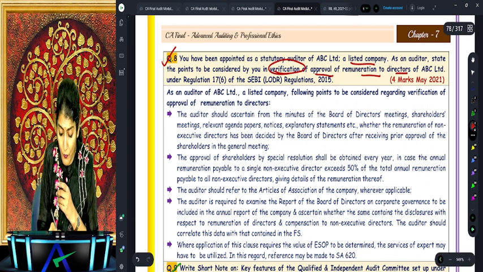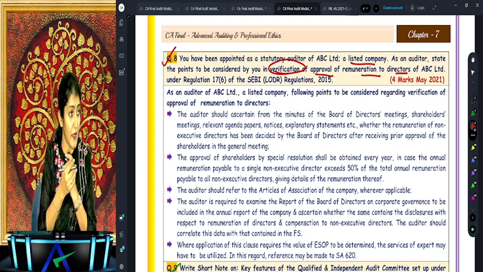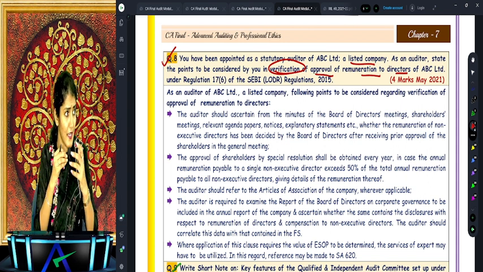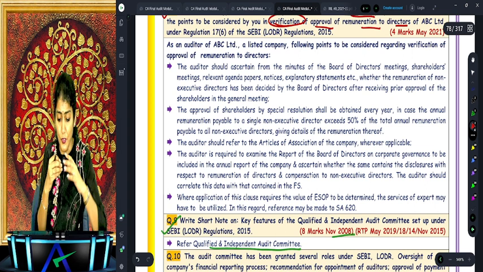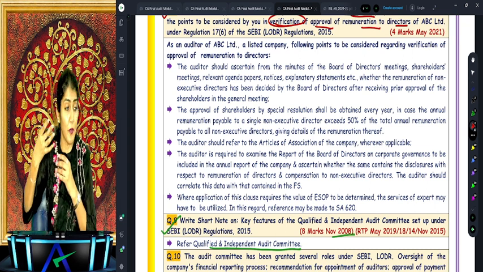Verification of the approval. So which color sunglasses I need to wear? Green color. You understand that? No. So should I know the provisions? Yes. And once I know the provision, then what I should do? I should convert it into an audit procedure answer.